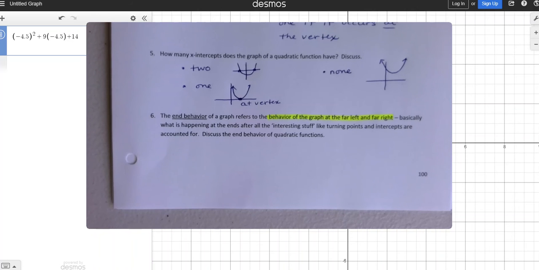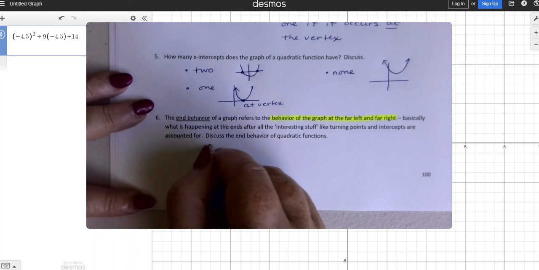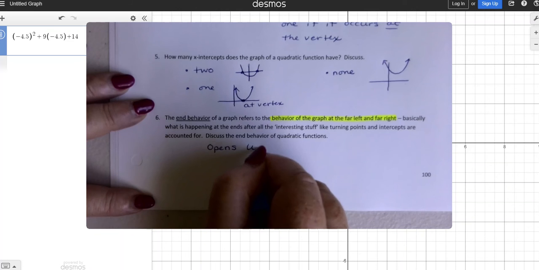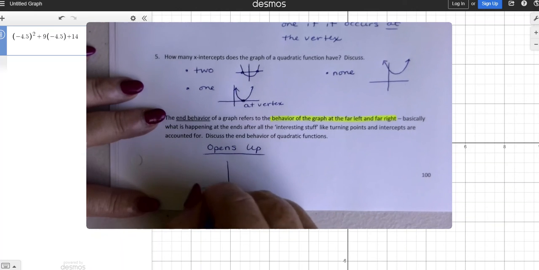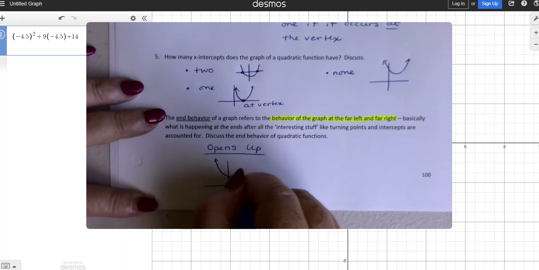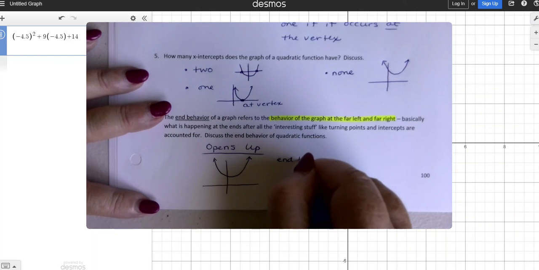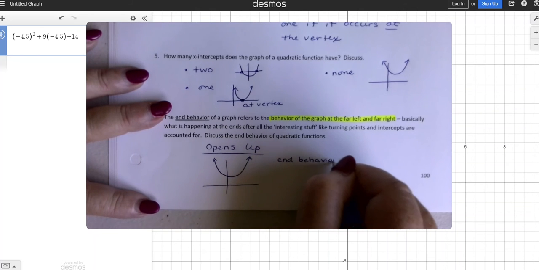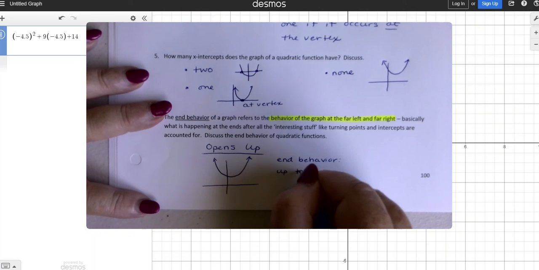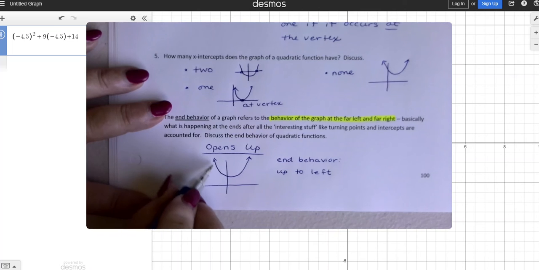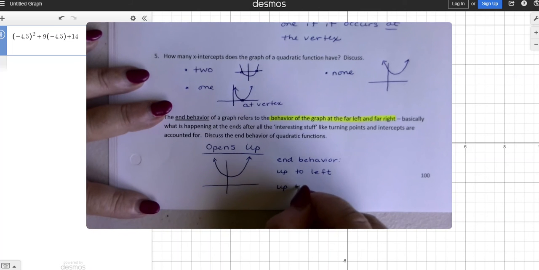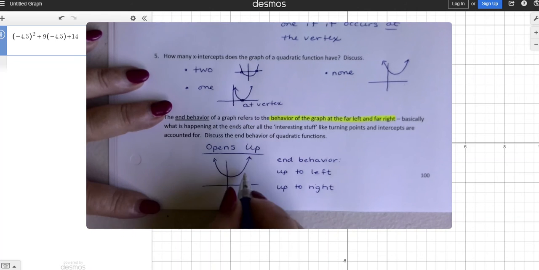The end behavior is different depending on whether my parabola opens up or opens down. If my parabola opens up, so maybe something like this, then both ends actually go up to positive infinity. So we would say the end behavior, to describe it, I would say it's up to the left, goes up on the left side, and it's also up to the right, goes up on the right side.